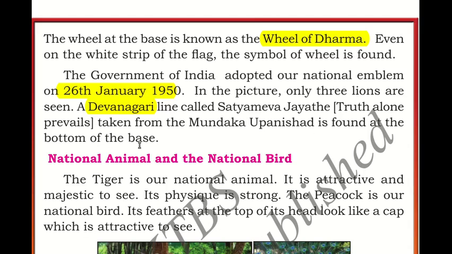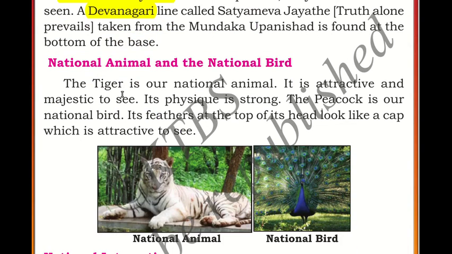Up next, let's talk about our national animal and our national bird. These are symbols of pride, and they are a majestic and beautiful animal and bird. The tiger is our national animal. It is attractive and majestic to see. Its physique is strong. The peacock is our national bird. Its feathers at the top of its head look like a cap, which is attractive to see.